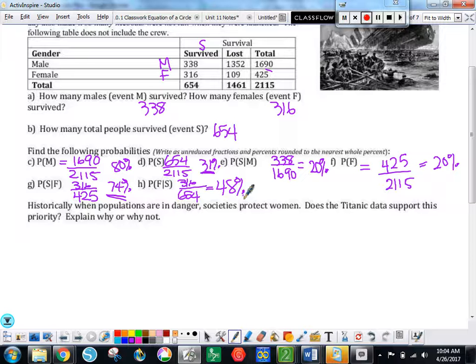Historically, when populations are in danger, societies protect women. Does the Titanic data support this priority? Explain why or why not. So I would say yes, because only 31% of the males survive, and 74% of the females. Oh, is it running? Yeah. Oh, yeah, you're right. That's even, yeah.